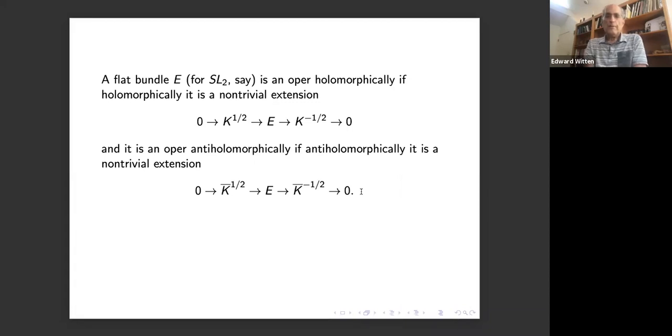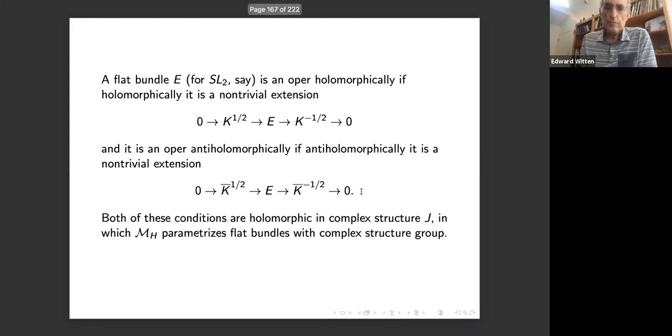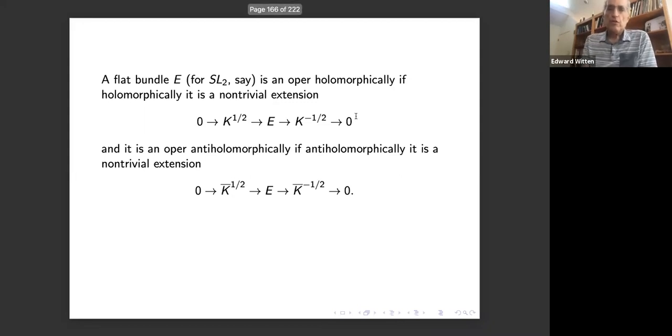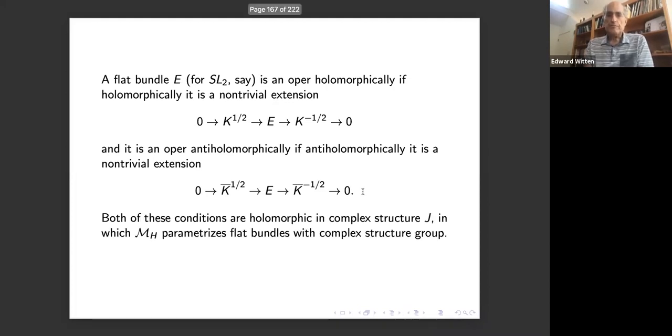So in one case, the choice of anti-holomorphic structure parameterizes what I've called LO pair. In the other case, the choice of holomorphic structure parameterizes LO pair bar. Both of these conditions are holomorphic in complex structure J, in which the Higgs bundle moduli space parameterizes flat bundles with complex structure group. So LO pair and LO pair bar are complex Lagrangian submanifolds in the same complex structure.